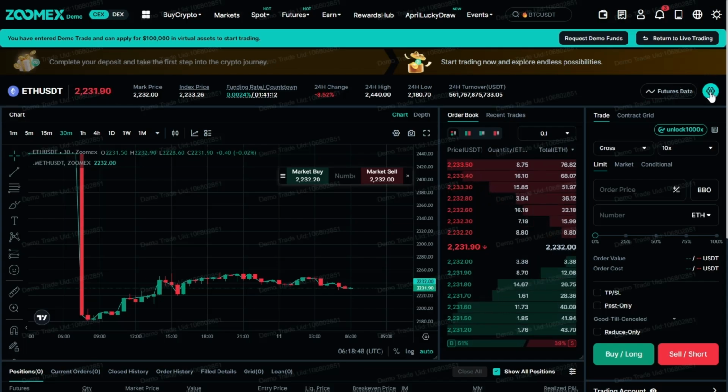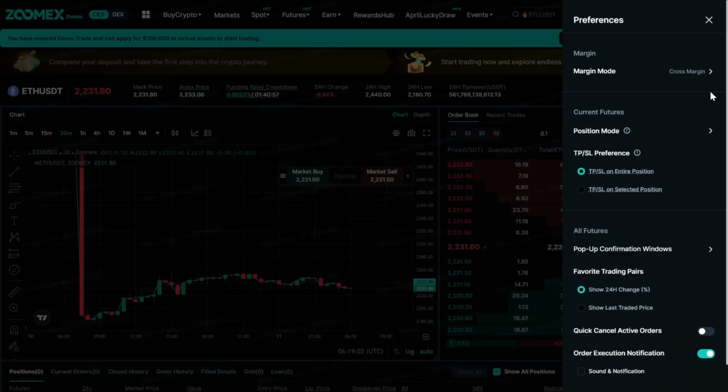Next, we want to check out settings. We have two important settings here. We have margin and position mode. Position mode determines whether you can hold one position or multiple positions at the same time, whereas margin mode determines how your funds are used and how risk is managed for your trade.